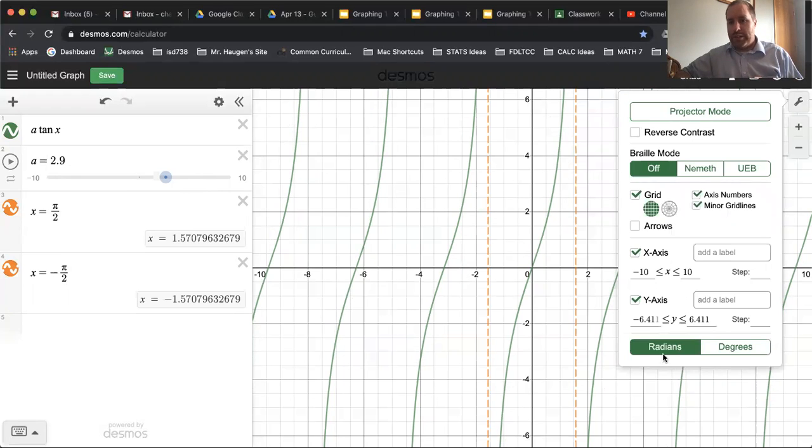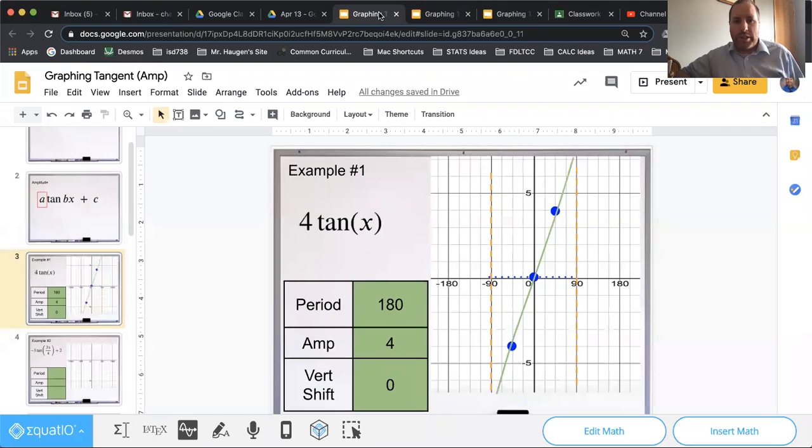And you can always click up here and change it to degrees, because that's what we're using. It's automatically going to be in radians, so be a little bit careful on that if you're going back to check. So let's see. Okay, so we'll go back here. So that's kind of what it looked like. Again, it should have more curve, but that's what we're working with.